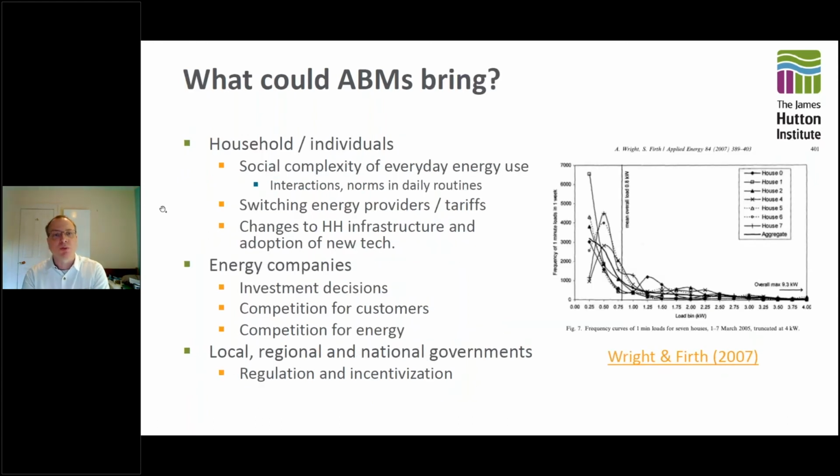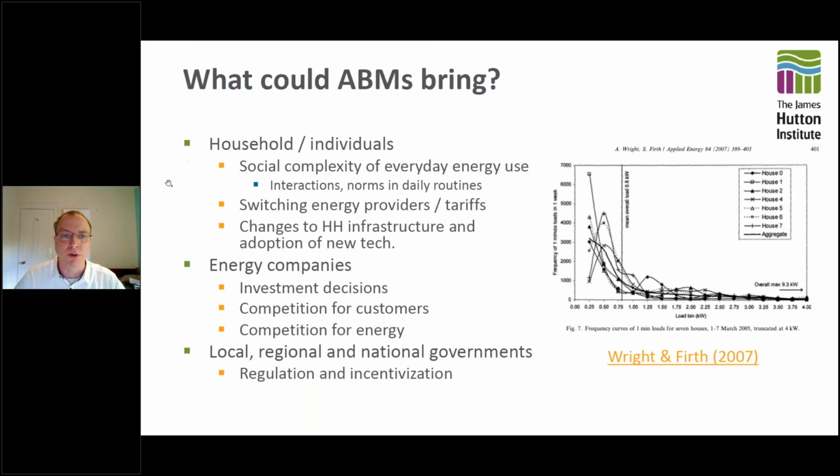However, we have the potential to bring quite a lot, because we can simulate some of these social behaviors. We can simulate the emergent dynamics of people interacting in their everyday lives and adapting and changing to new infrastructure and new constraints. I've put this graph here, which captures the frequency of demand for energy in houses, measured with very fine-grained data, I think 1-minute loads, in this paper by Wright and Firth in 2007. You'll notice that they're heavily right skewed. Although your mean load is around 0.8 of a kilowatt, the maximum load is 9.3 kilowatts. These fat-tailed distributions are what we classically observe in complex systems.